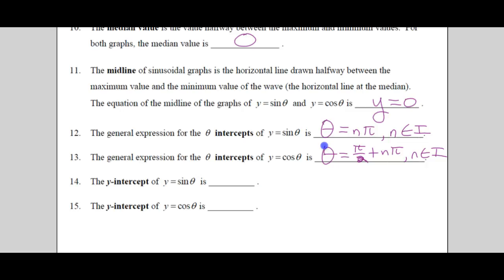What's the y-intercept of sine theta? Pull out your answer. What's the y-intercept of cos theta? 1. So sine theta, y-intercept is 0, so it starts at the origin. I like to think of sine theta, it starts at the origin, at 0, 0. Cosine starts at the maximum, and then works its way down.